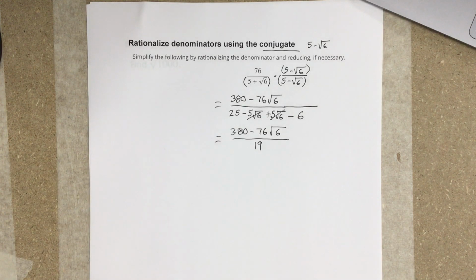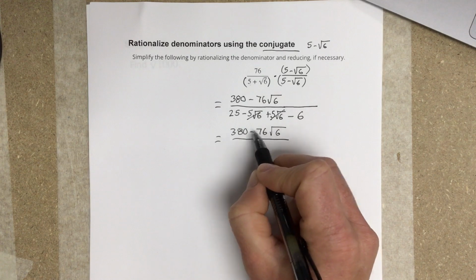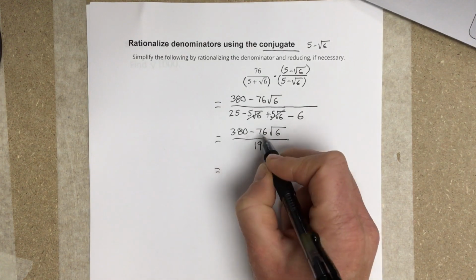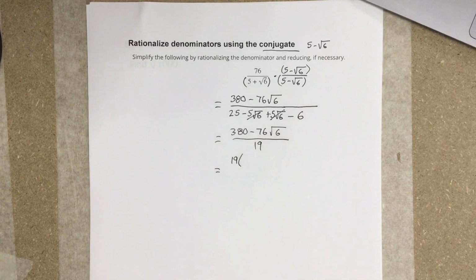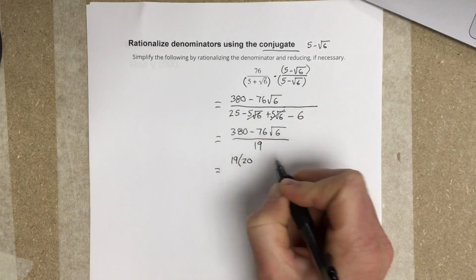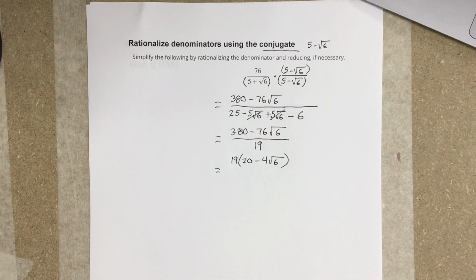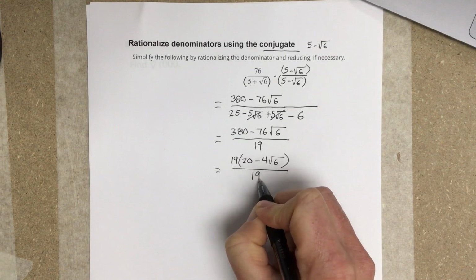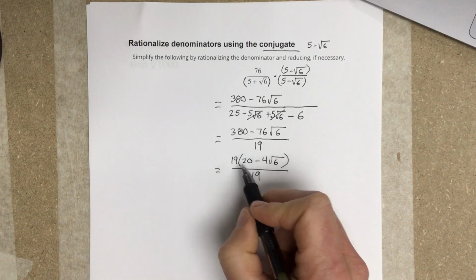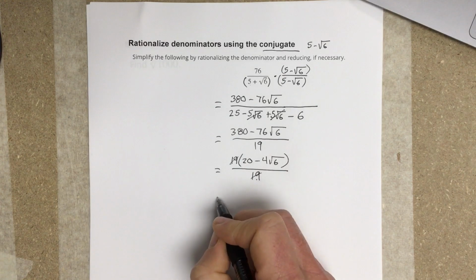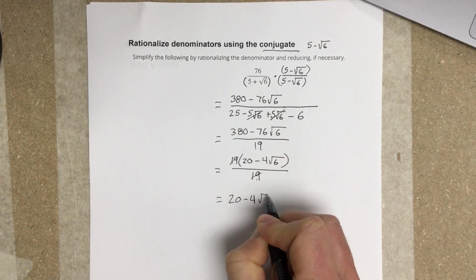Now I probably want to double check to make sure that 380 is divisible by 19. It is. 76, is it divisible by 19? It is. So I'm actually going to factor out a 19 out of these two numbers here. So when I factor the 19 out, I would get 20 minus 4 root 6. When I factor the 19 out of the top, I still have a 19 in the bottom. 19 divided by 19, those two are going to cancel. I'm left with 20 minus 4 root 6.